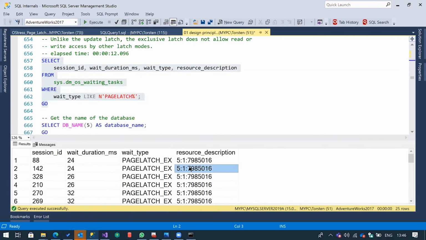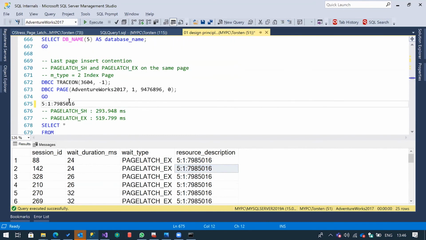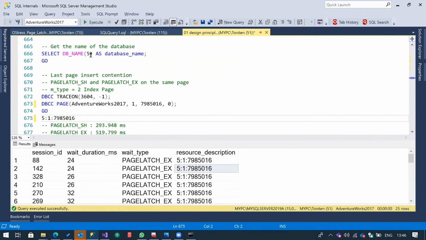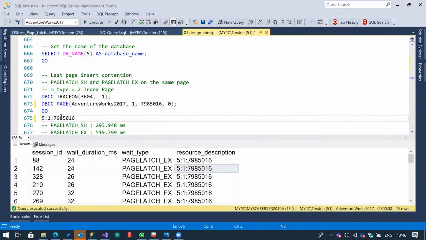Let me copy one of the pages here. This is a page address. This is database 5. Believe me, this is AdventureWorks 2017, which is not surprising because we are executing the query in the context of AdventureWorks 2017. 1 is nothing else than the file ID. This is in my case the primary filegroup, because I have only one logical filegroup, and I have only one physical file attached to it.